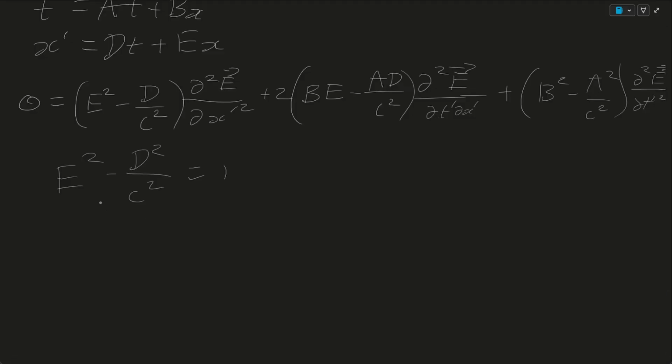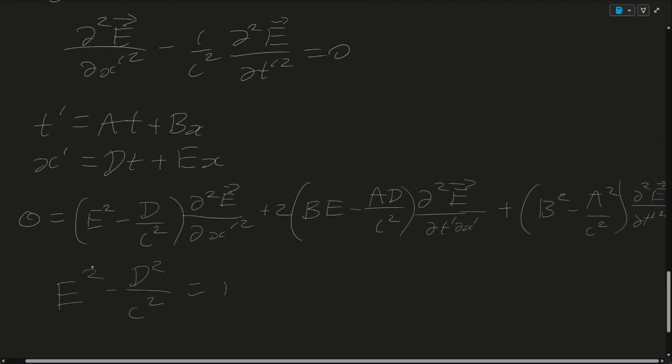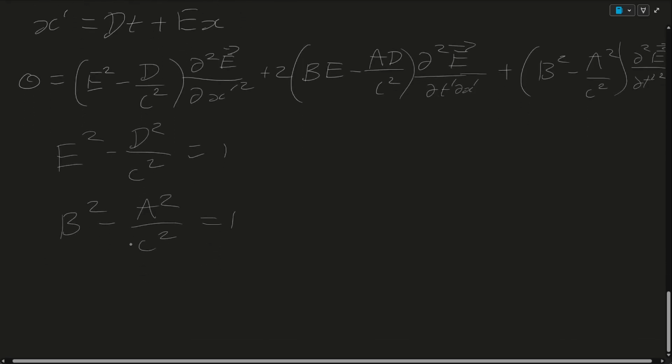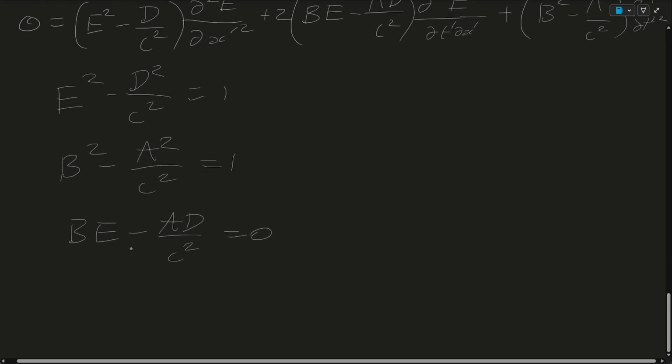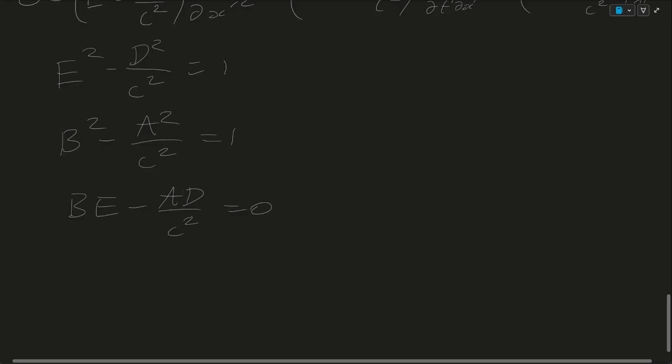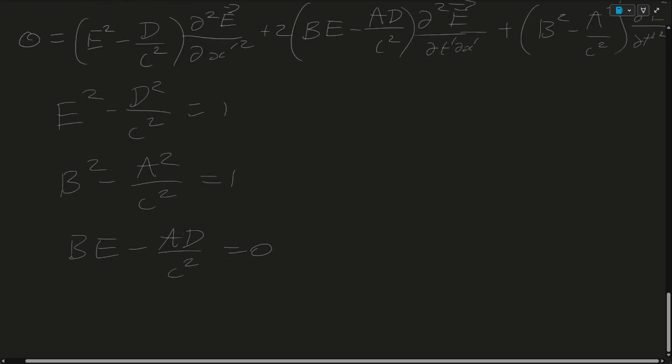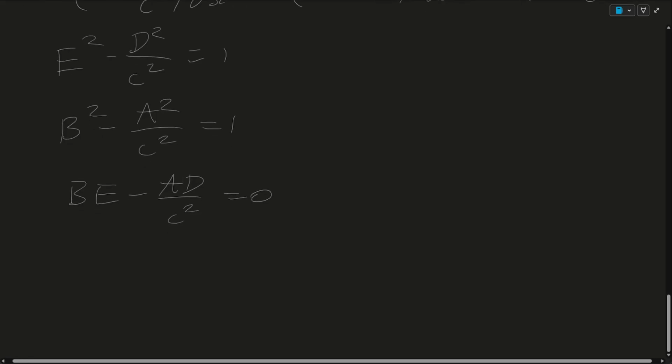We can look at the coefficients of this, which is just going to be equal to 1. B squared minus a squared over c squared is equal to 1. And finally, b e minus a d over c squared is equal to 0 because that doesn't exist. And also e does not equal 0, in case you're wondering. So this is annoying.